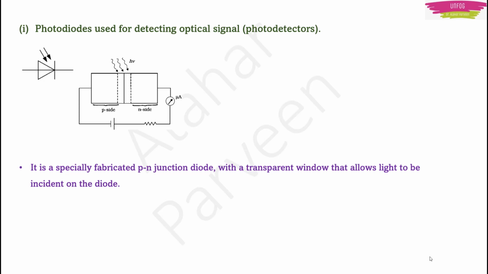Because you see here in the circuit, the ammeter is connected only for microamperes. We get very small current. Small current means reverse bias. More current means forward bias, isn't it? We were talking all about this in the first lecture.